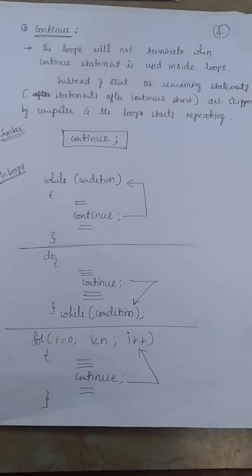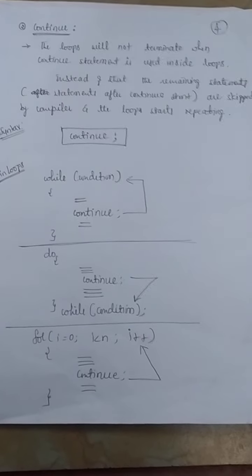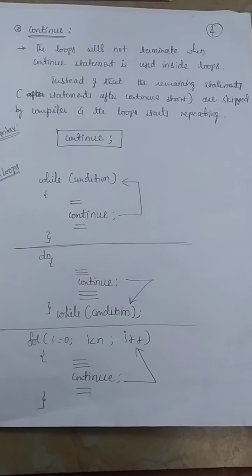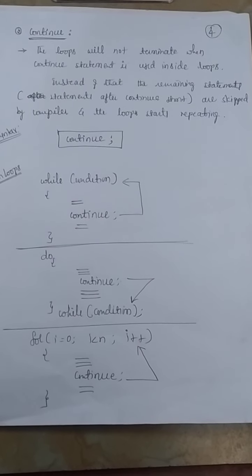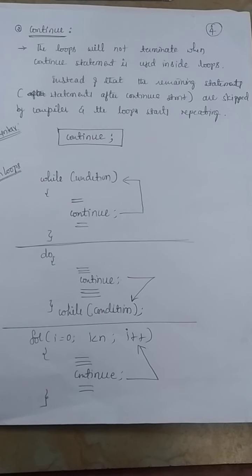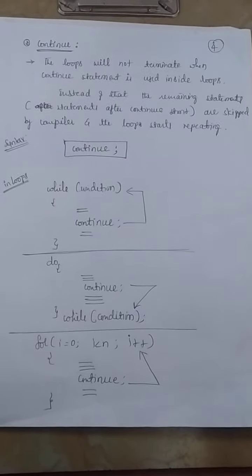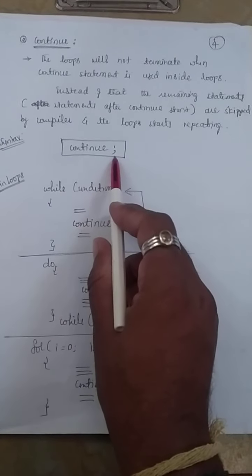Next one is continue. So when we use the continue statement in our loops, the loop will not get terminated. Instead, whatever remaining statements come after continue will be skipped by the compiler and the control will go back to the loop's starting point. Okay, now see what is the syntax for this continue: continue, and it ends with a semicolon.